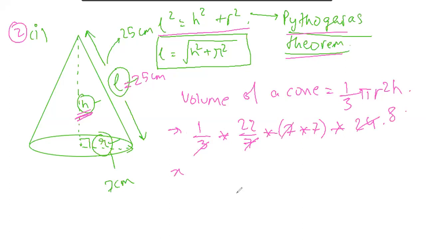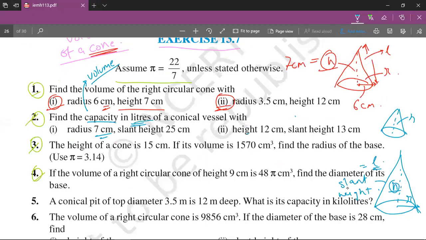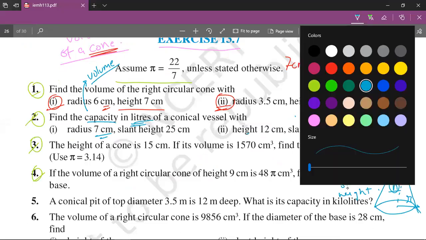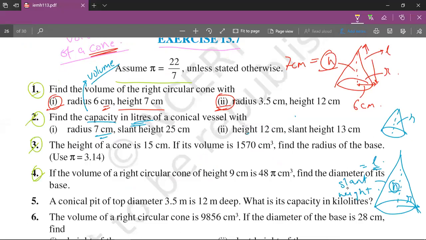So therefore, by solving this enormous sum, we get 1232 centimeter cube. Okay, now in this question they have mentioned to find the capacity in liters. We have to solve the capacity in liters. We have already found out the volume of the conical vessel in centimeter cube, whereas we have to solve it in liters. So let's do that.